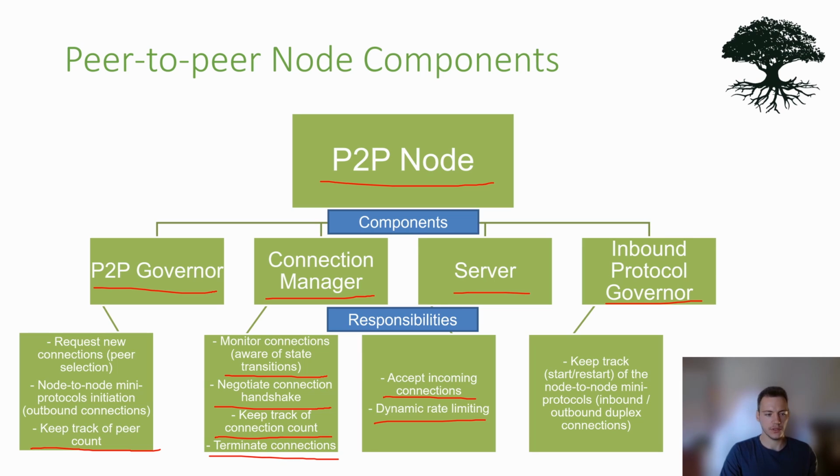basically a component that does the same part of the node-to-node mini protocol initiations as the peer-to-peer governor does on outbound connections. The inbound protocol governor is the one responsible for starting and restarting the node-to-node mini protocols on inbound, both inbound and outbound duplex connections. So we'll take a look at what all those inbound, outbound, and duplex terms mean soon enough.